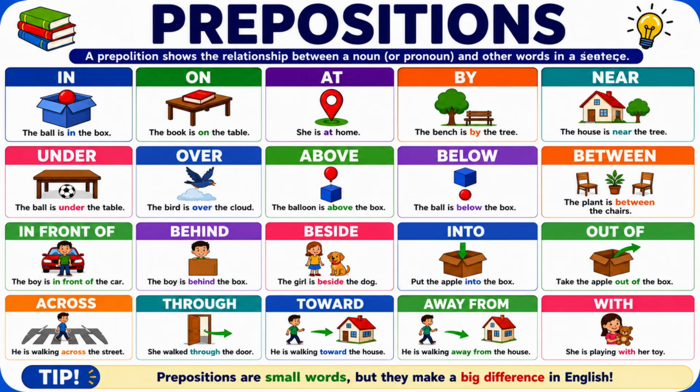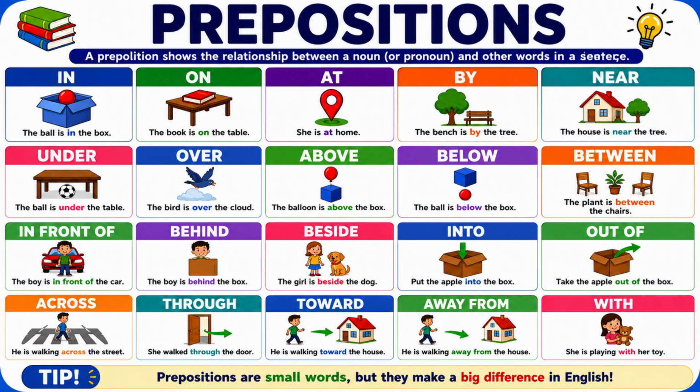1. In. In means inside something. Example: the ball is in the box. 2. On. On means touching the surface of something. Example: the book is on the table. 3. At. At is used for a specific place or location. Example: she is at home.